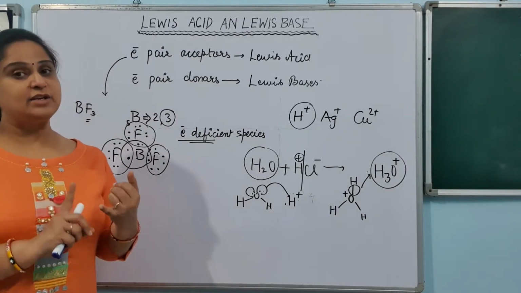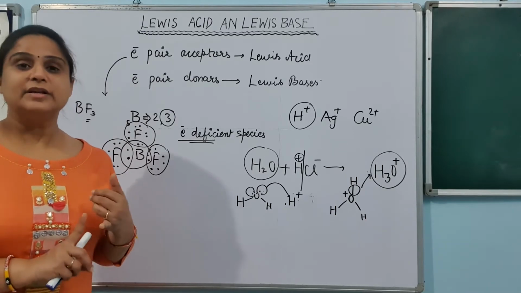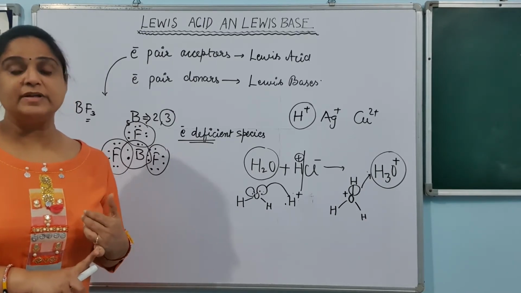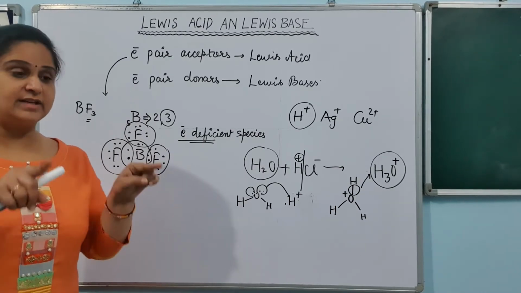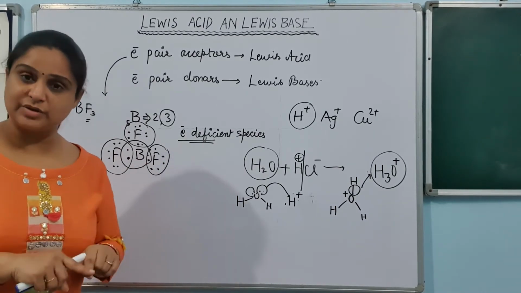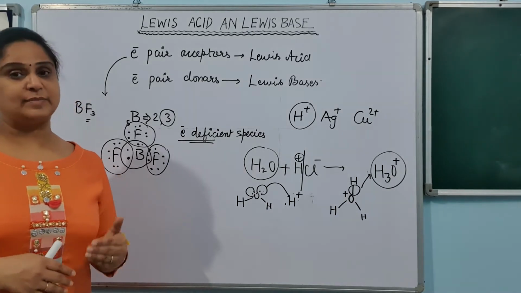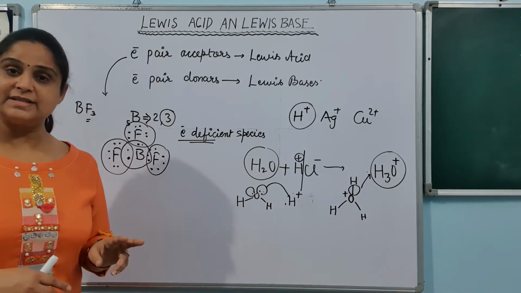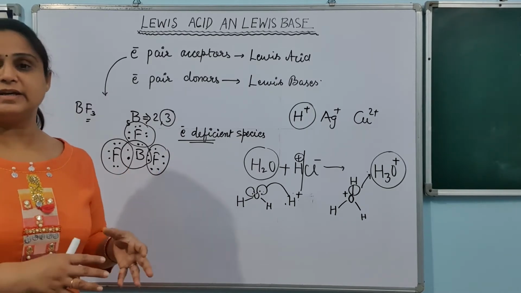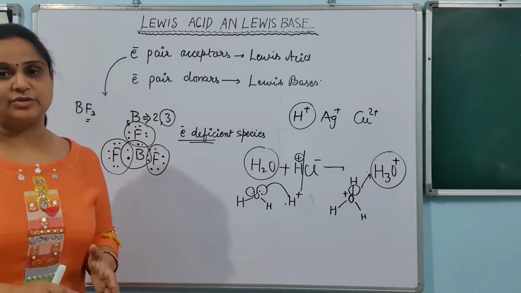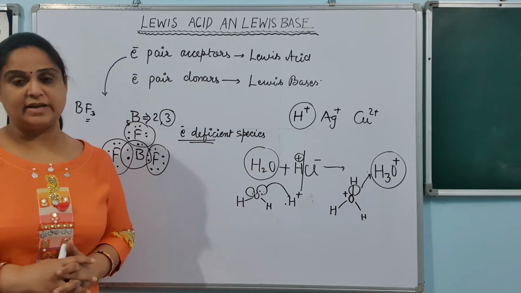So I hope it is clear that there are two possibilities for a substance to behave like an acid. The first is that its orbital is empty. The empty orbitals may be responsible. If they have empty orbital, their outer shell is not completed, their valence shell is not completed, then they can accept the electron pair. On the other hand, if they have positive charge, they will get attracted towards the negative lone pair of electron. In that case also they will behave like an acid.